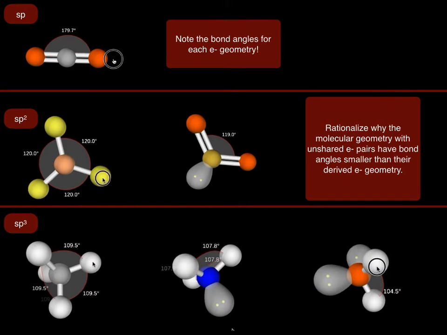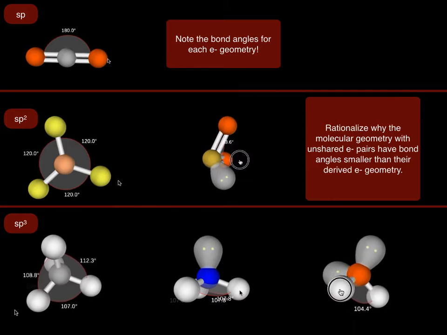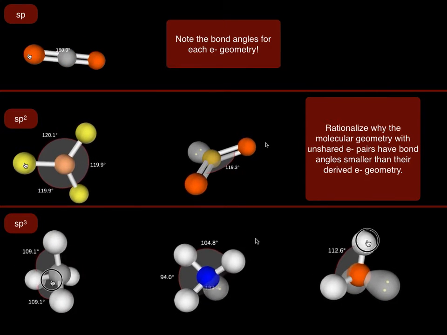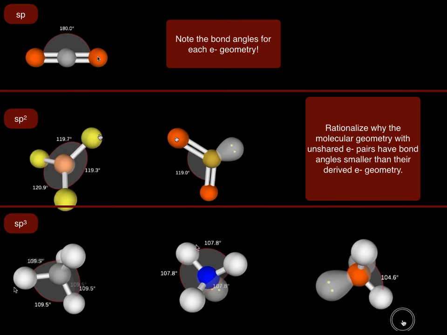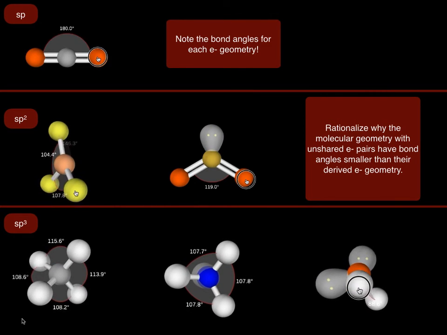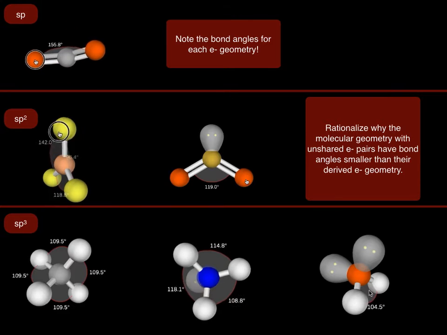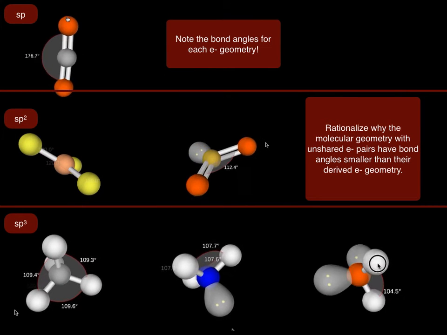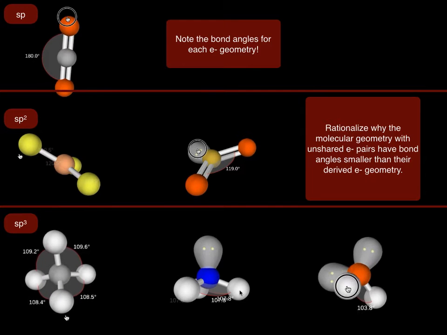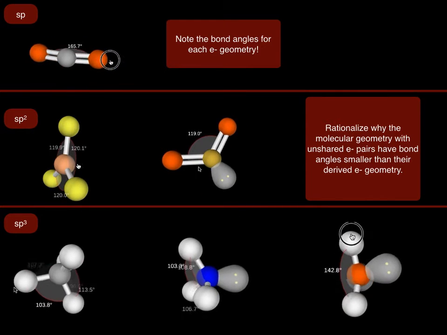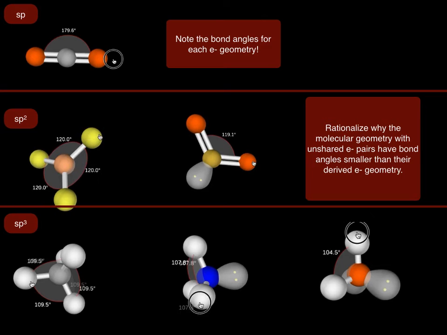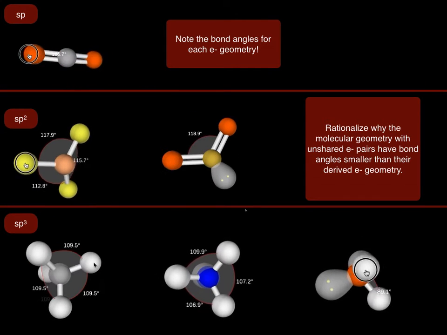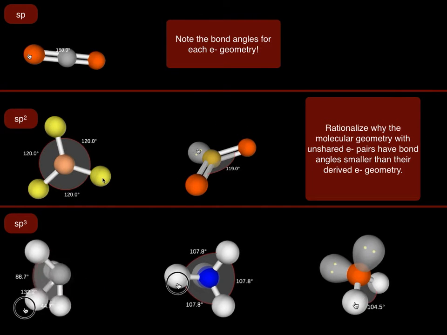This is because a binding pair is supposed to be attracted to two different nuclei, and therefore pulled a distance away from our central atom. But an unshared pair is entirely located on that central atom, and thus exerts a greater than expected electron-electron repulsion on the other orbitals. Therefore, the bonding orbitals are pushed closer together, and their bond angles are less than expected.